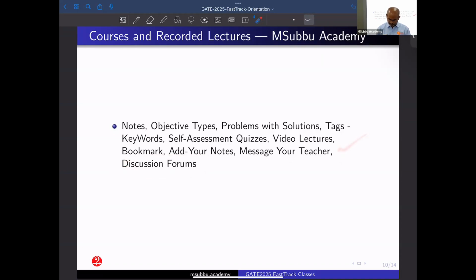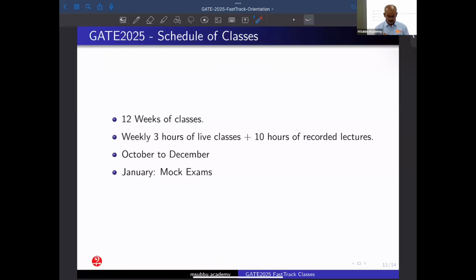These things are happening: messaging the teacher, making use of the bookmark, adding notes. These quizzes you can take at any time, any number of times. There is no restriction, so you can go through the contents effectively. Coming to our session, how much time have we spent? About 20 minutes on only 2 or 3 slides.